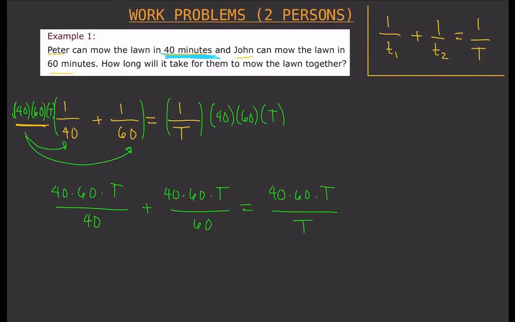And then we're going to make the appropriate cancellations. So we can cancel out 40, we can cancel out 60, and we can cancel out t. So what we're left with is 60 times t plus 40 times t equals 40 times 60, which is 2,400.